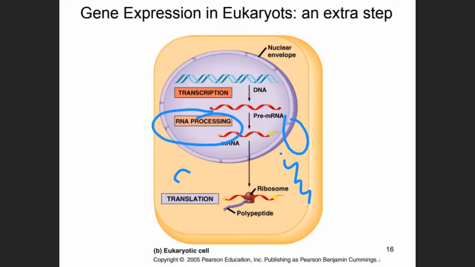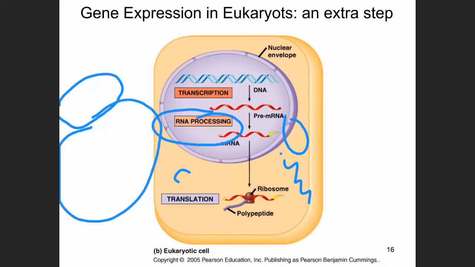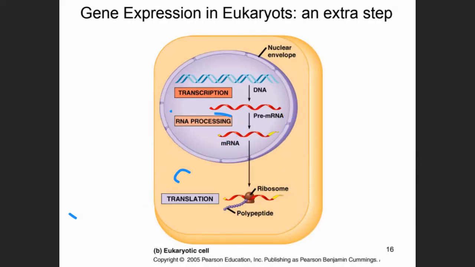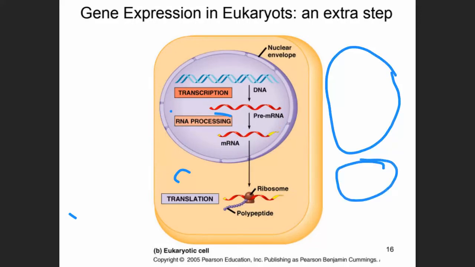And second, he has to be recognized by the ribosome. The ribosome is one big subunit and one small subunit. And this small subunit has a site, actually a binding site for an mRNA. So we have to be recognized by this binding site. So this is what we do during this RNA processing.